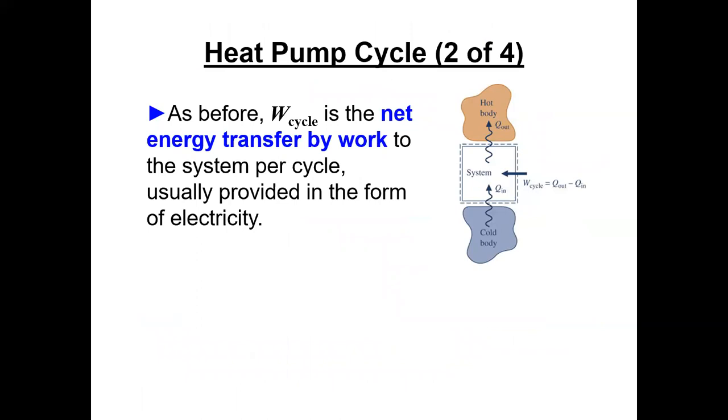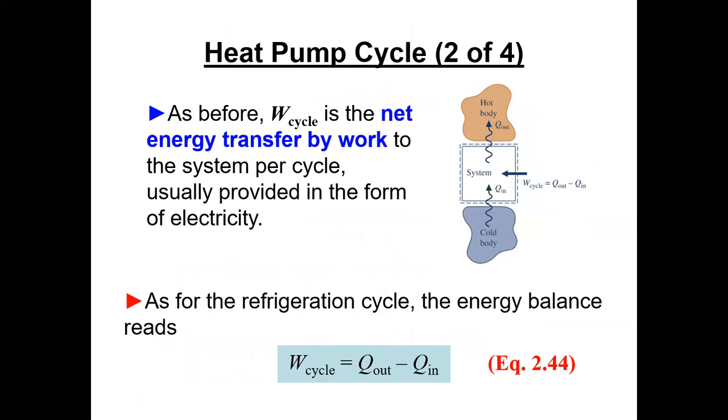Okay, so as before, W cycle is the net energy transfer by work to the system per cycle, usually provided in the form of electricity. As for the refrigeration, in the energy balance, because it's a cycle, E2 minus E1 is 0, so the energy term drops out after we execute a full cycle. And so we get the net cycle work is the difference in heat. Net work is net heat.